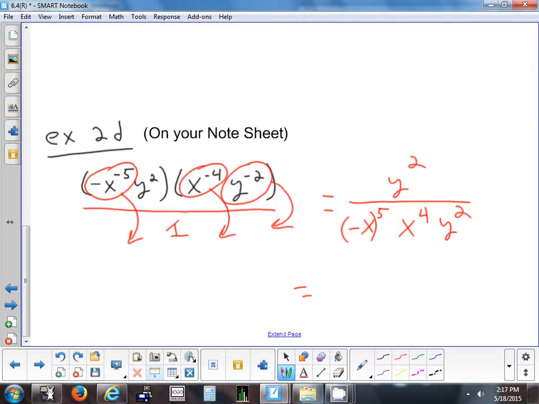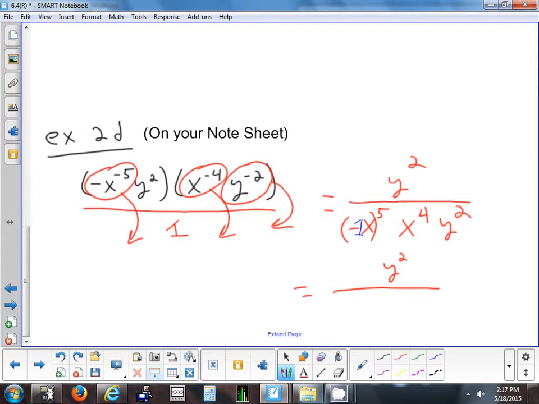Okay, so everything here is pretty good. The only thing that I think looks a little confusing is this negative x to the fifth. Everything else is pretty straightforward. What number is in front of x here, even though we didn't write it? 1. Okay, or a negative 1.